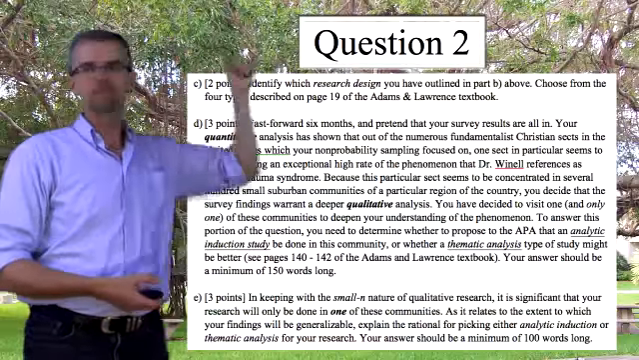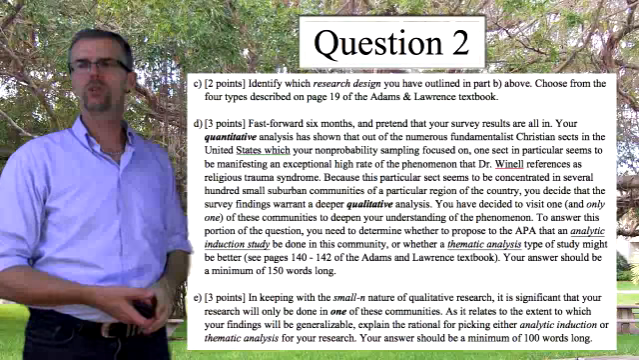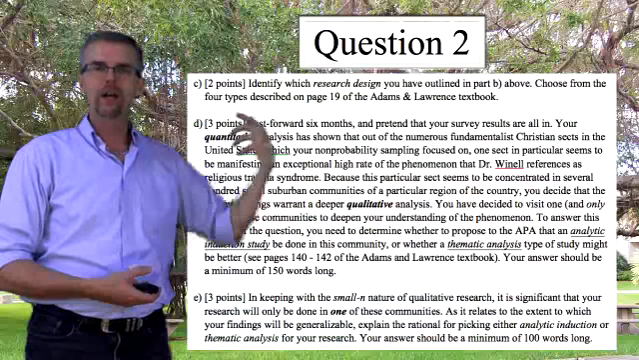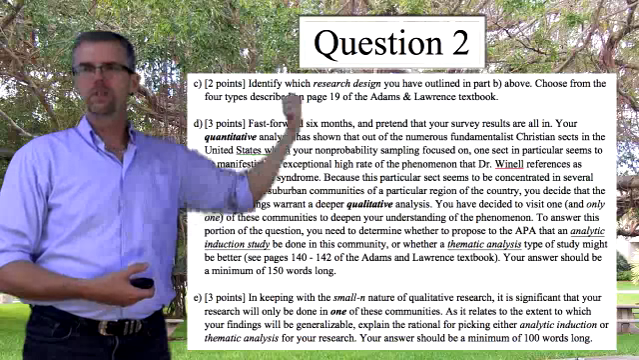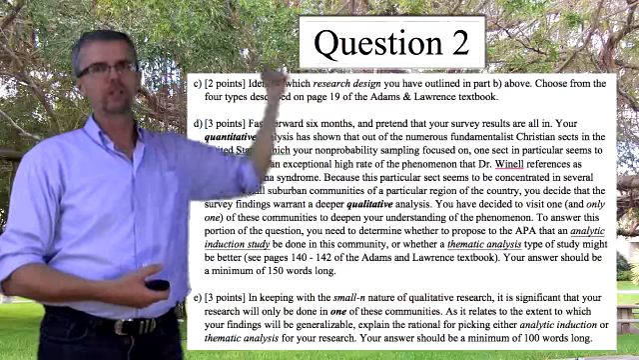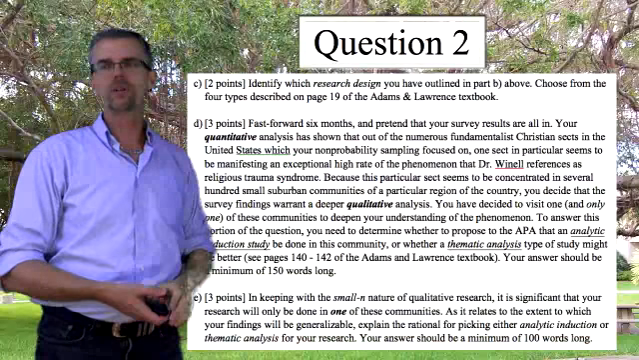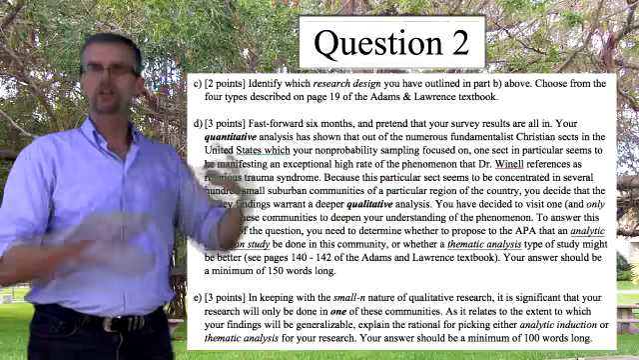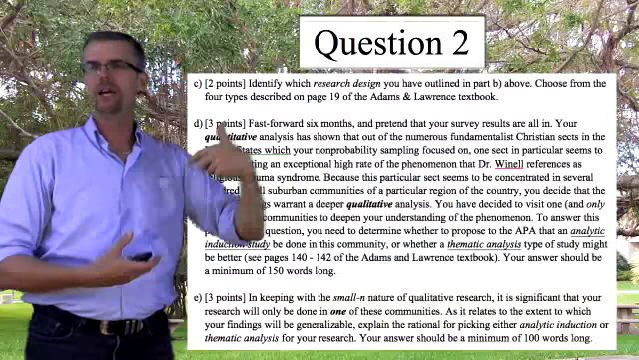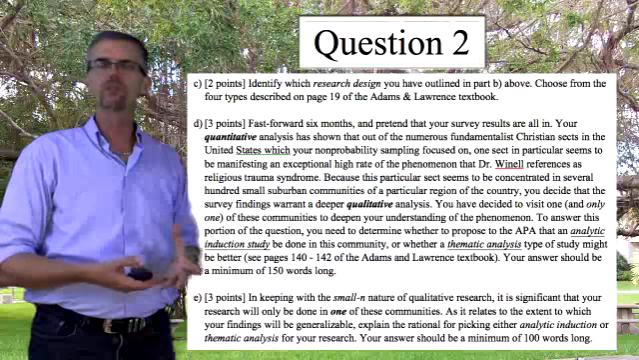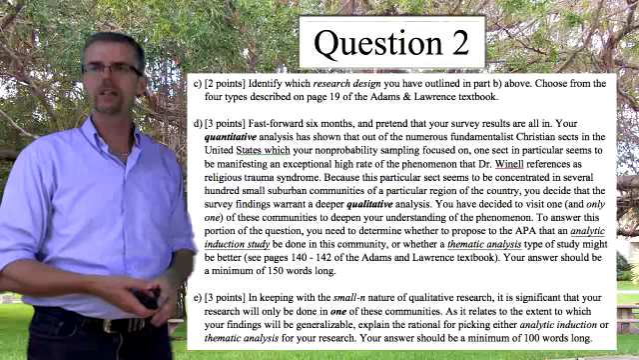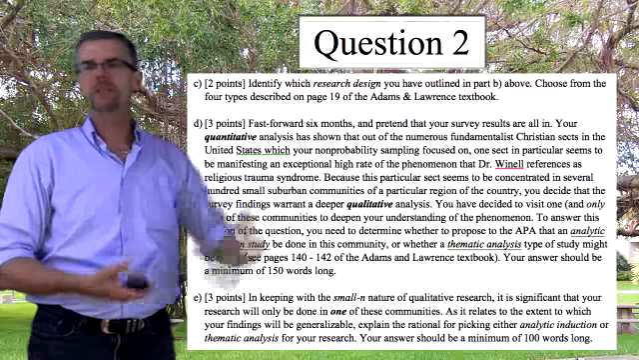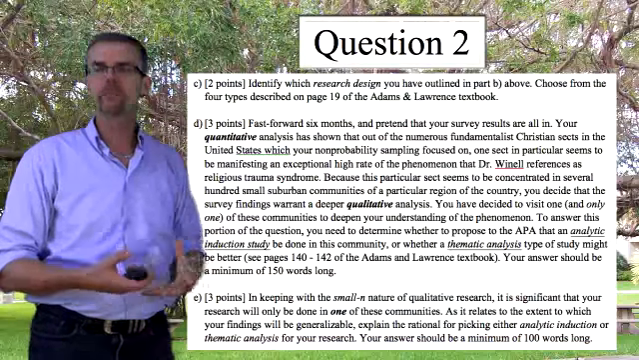Part number C is worth 2 points. I want you to identify which research design you have outlined in Part B. So in Part B, you described something to me, and I want you to tell me now, looking on page 19 of the Adams and Lawrence textbook, exactly which research design you have outlined. Okay, part number D, 3 points. Fast forward 6 months now, so you've got all of your results in, your survey results have come back, and your quantitative analysis has shown that out of the numerous fundamentalist Christian sects in the United States, which your non-probability sampling focused on, one set in particular seems to be manifesting an exceptionally high rate of this phenomenon that Dr.